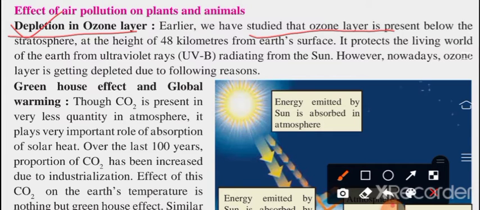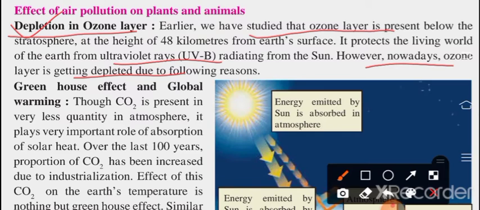Okay, so we have studied that ozone layer is present below the stratosphere at the height of 48 kilometers from the Earth's surface. It protects the living world of the Earth from ultraviolet rays radiating from the sun. From the sun, ultraviolet rays come, and they will affect us, but through this ozone layer they will not fall directly on the living things on the earth. However, nowadays ozone layer is getting depleted due to the following reasons.